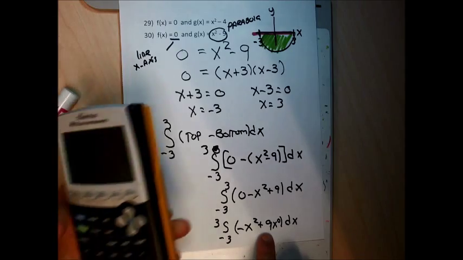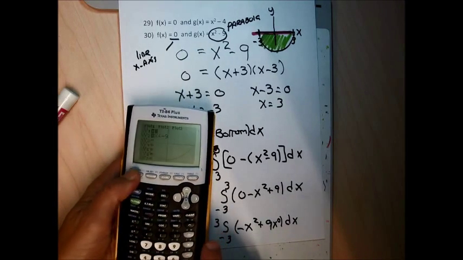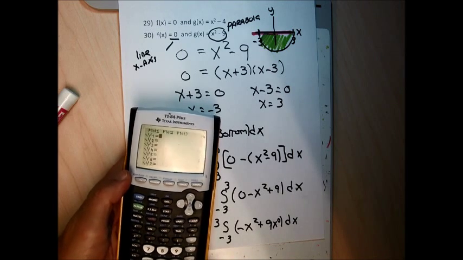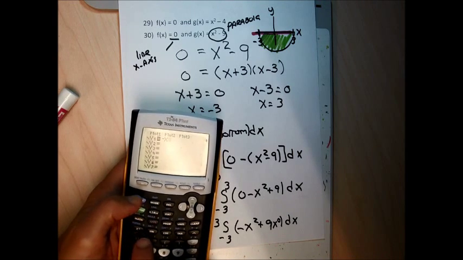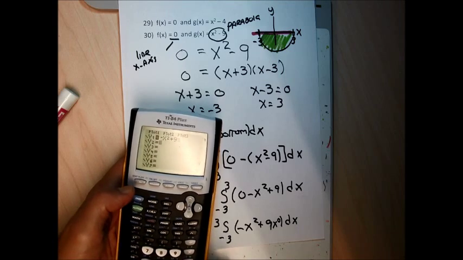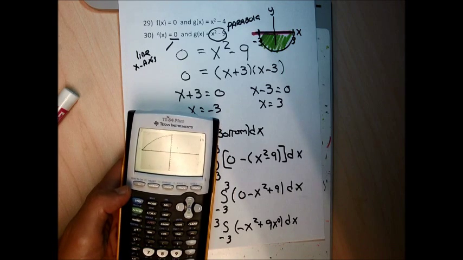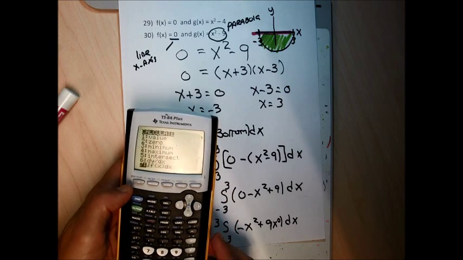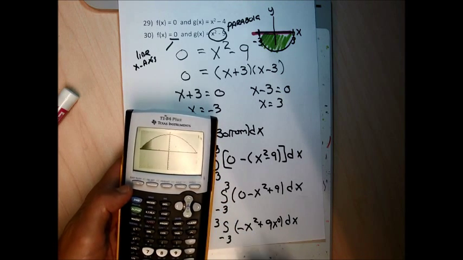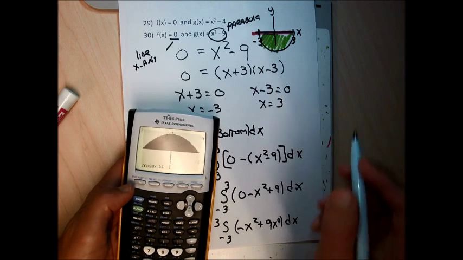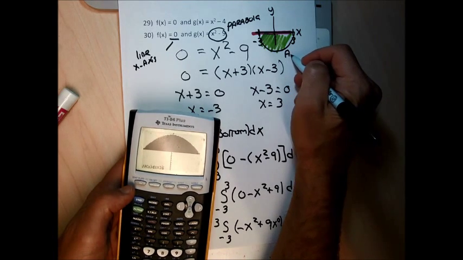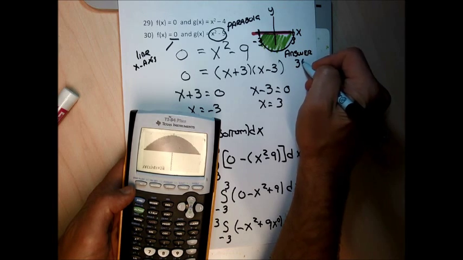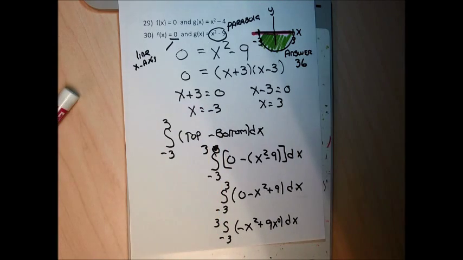I'm going to figure out what this area is by integrating this on my calculator. I'm going to enter this without the x to the 0 in my y1. Clear out the stuff that's in there. Integrate negative x squared plus 9. Graph it. Integrate from negative 3 to 3. And my goal is to get 36. Wow, I'm surprised at that answer. So my answer that I need to get for problem 30 is 36 square units.